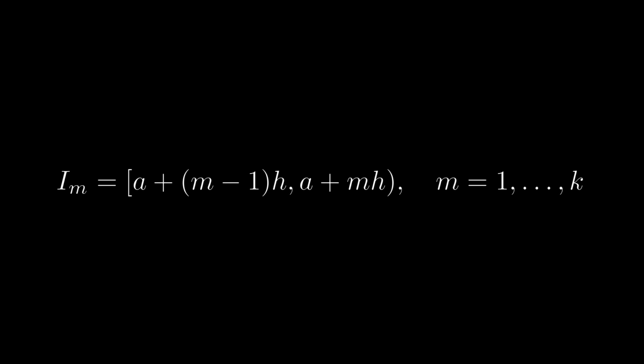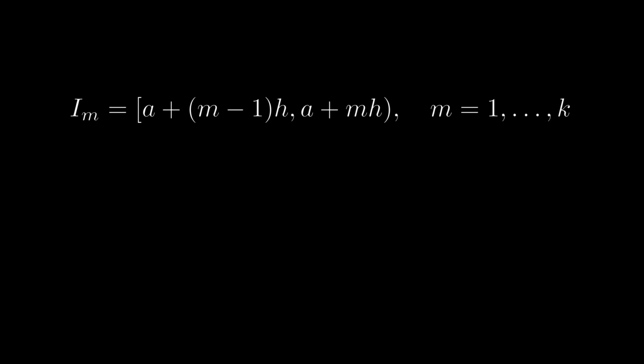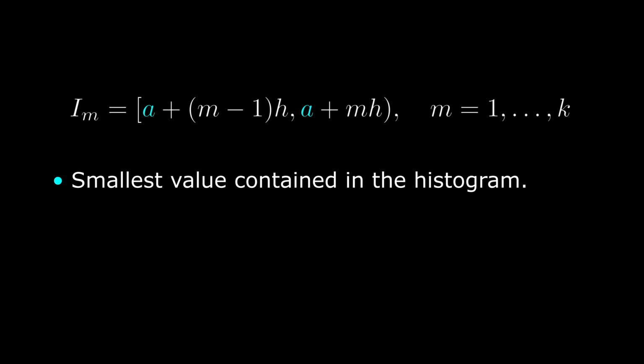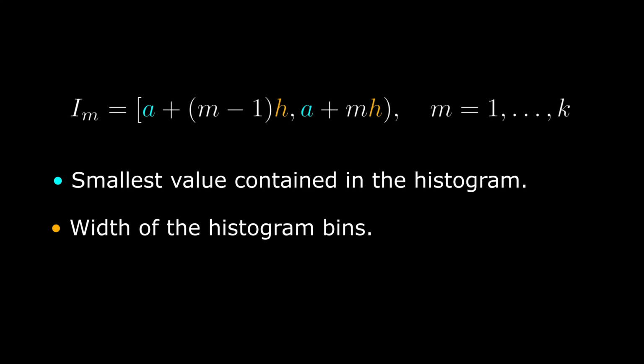Here is the interval that describes the mth bin. A is the smallest value considered by the histogram and is equal to the lower bound of the first bin. h controls how wide to make these intervals. The interval is closed only from the lower endpoint. This prevents overlapping bins that might result in an observation being counted twice.